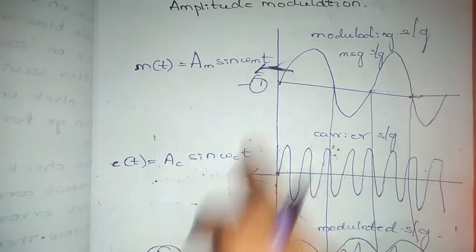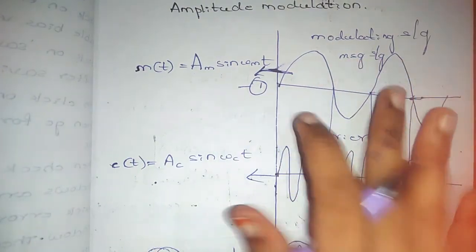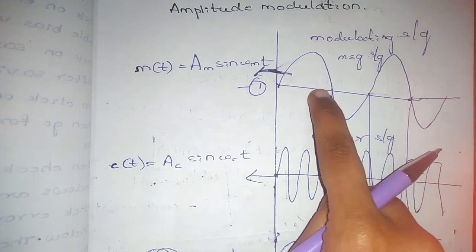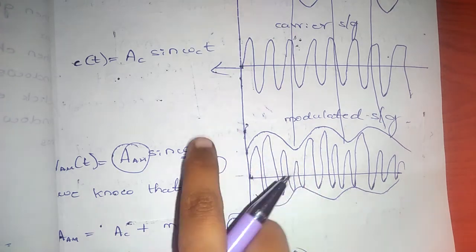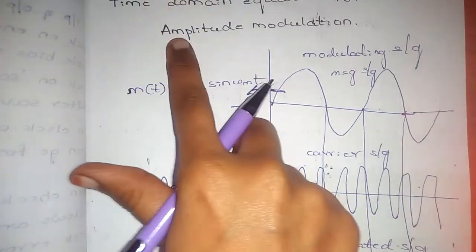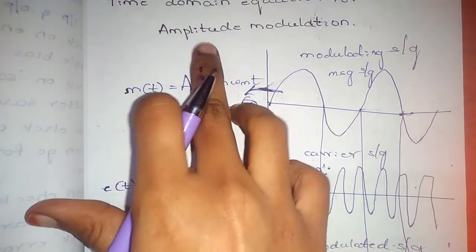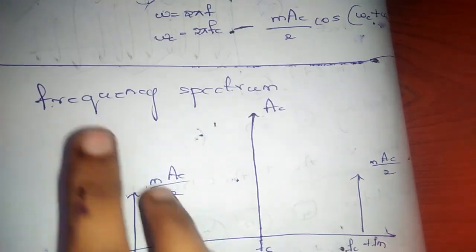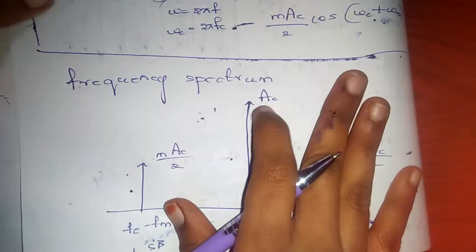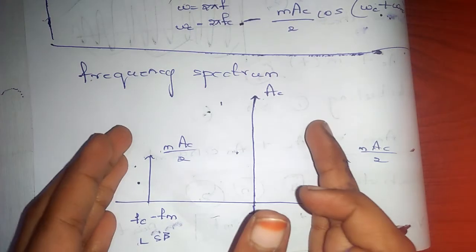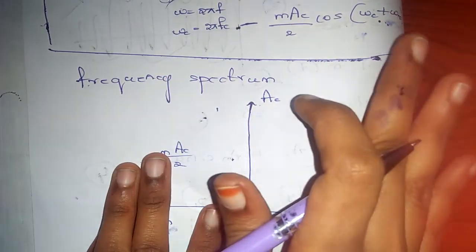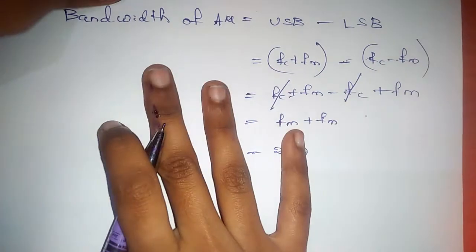So in this video I have told you what amplitude modulation is. It is nothing but change of the carrier signal with respect to the modulating signal. And the equation that we have derived for this modulated signal is our time domain equation of amplitude modulation. And then after deriving that, I explained the frequency spectrum, which is drawing the different frequencies of the equation in the same graph. And another one, the bandwidth of AM.